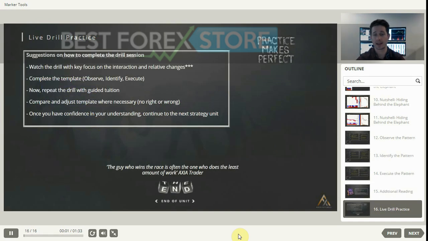Okay, we've come then to the end of Unit 7. This is the end of obviously Strategy 2. What I am going to say is obviously, again, you've been through this how to complete the drill process. Note, watch the drill in its entirety. Again, complete the template by yourself. Once you've completed that template, then go and watch the guided tuition. That's just to ensure that you are gaining and growing in your own way with completing the template.